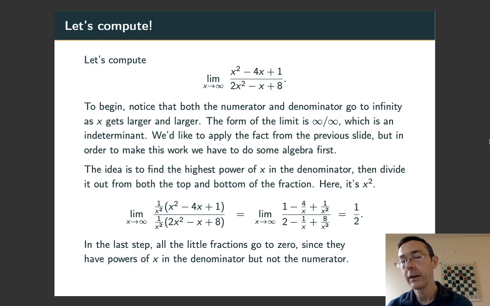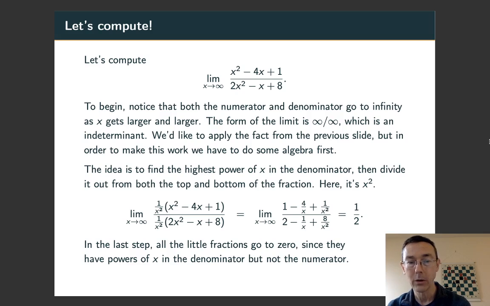So we have this tool from the previous slide that we'd like to use. In order to make it work, we're going to do a little algebra. Here's the big idea. Find the highest power of x that there is in the denominator, and then divide that power out from both the numerator and the denominator. You divide it from both because whatever you do to the bottom, you want to do to the top so that you're not changing the function whose limit you're finding.